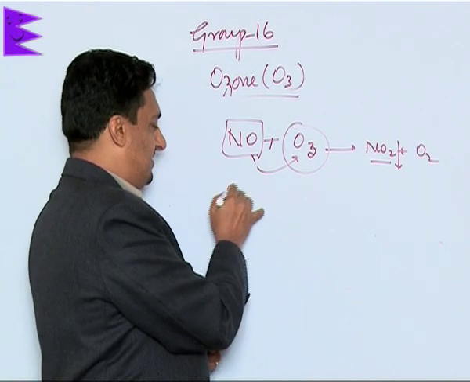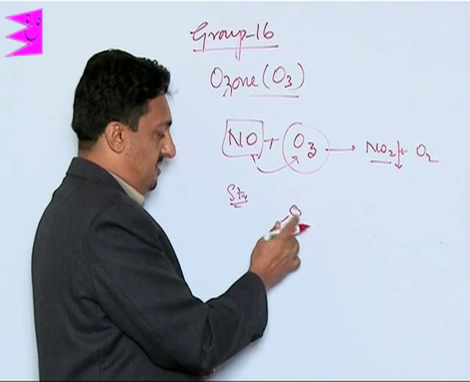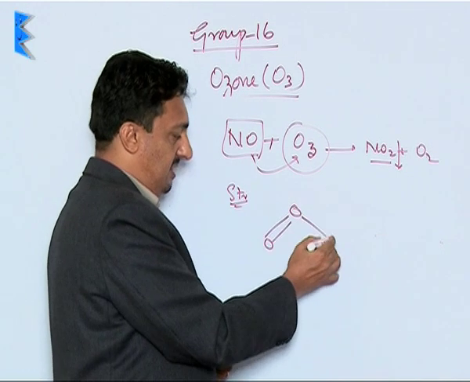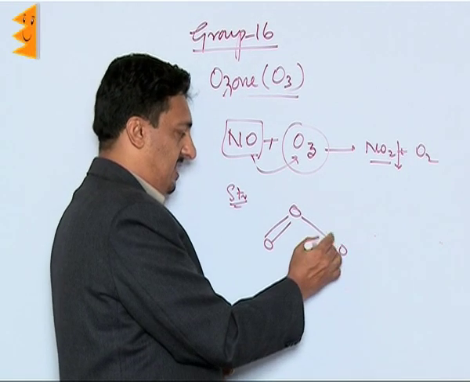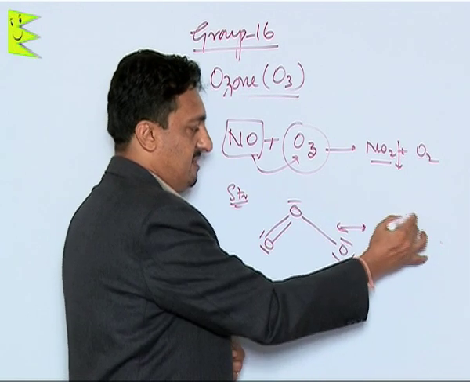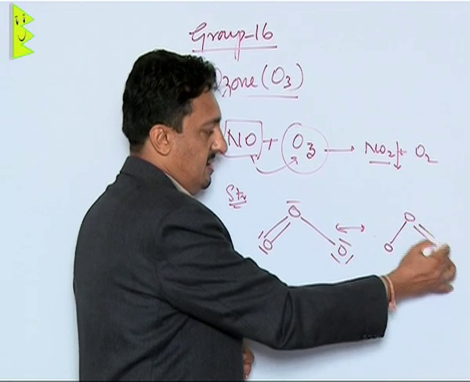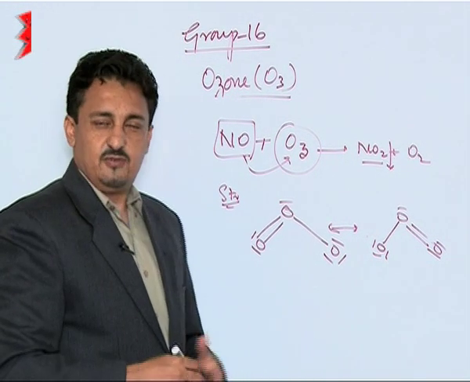Now, let us study its structure. In this, one of the central oxygens is doubly bonded with another oxygen and is forming a dative bond with another oxygen. So if we put up the lone pairs like this, we have resonance in its structure, single here, double here. This is how it shows resonance. So this is what we have, the ozone.